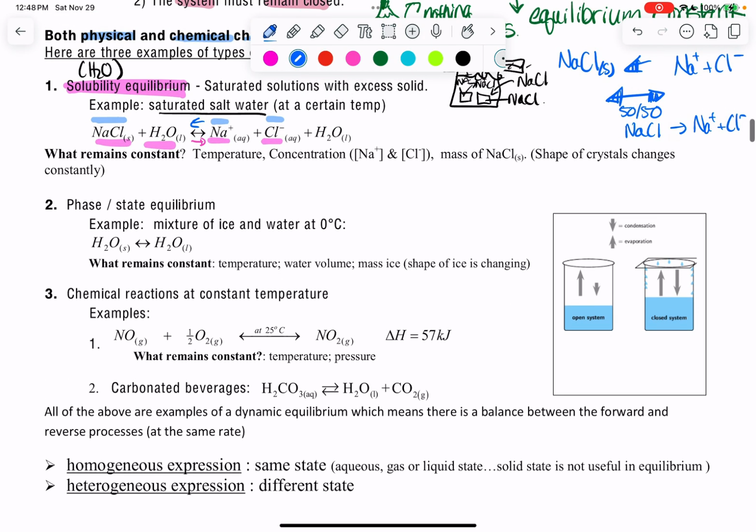What do I have to ensure remains constant? I have to ensure a constant temperature, a constant concentration. So the water and the mass of sodium and chloride have to be the same. But the shape of these salt crystals constantly changes.